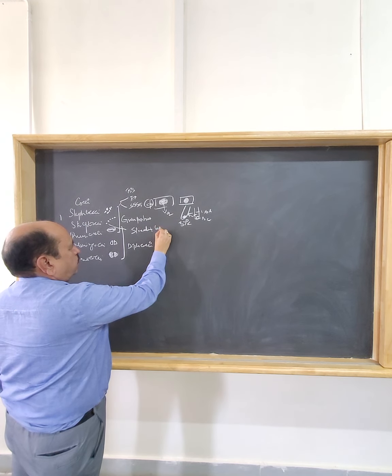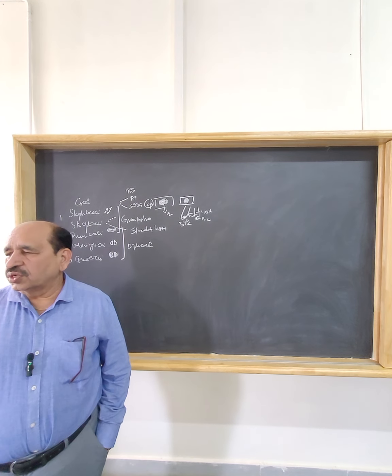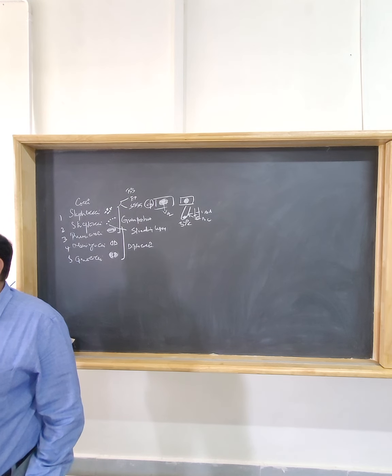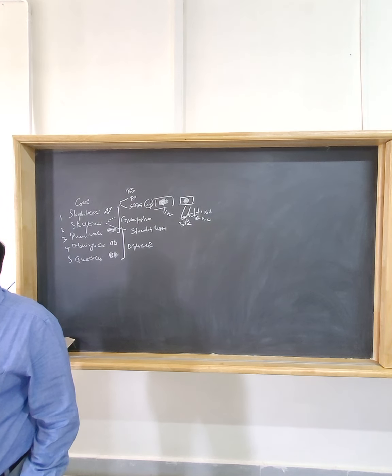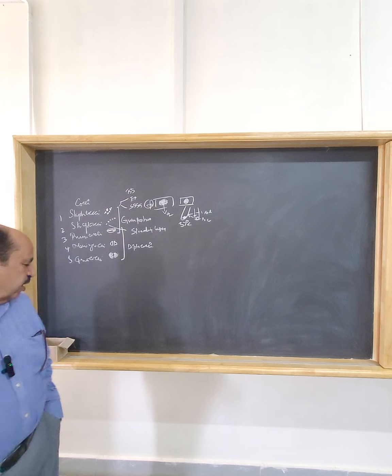Streptococci produces spreading lesions because it produces an enzyme called hyaluronidase, which splits the ground substance which is made up of hyaluronic acid.